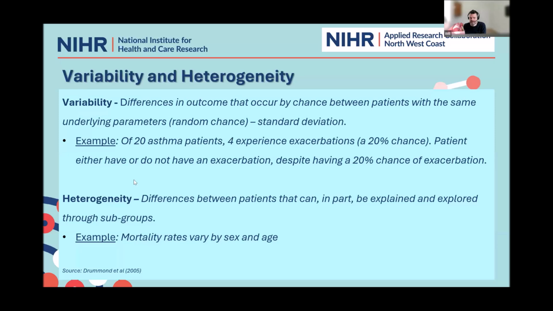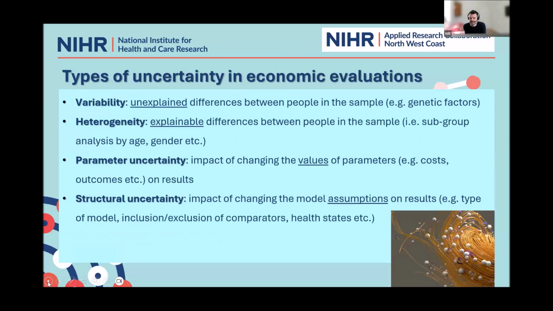But is there a possibility of one type being moved to another? For example, on the previous slide, I think you used the example of genetic factors. So if we, for example, investigate genomes for the patients that are involved in the study, and we understand what those genetic factors are, could they therefore move from the variability category to the next one down, the heterogeneity?